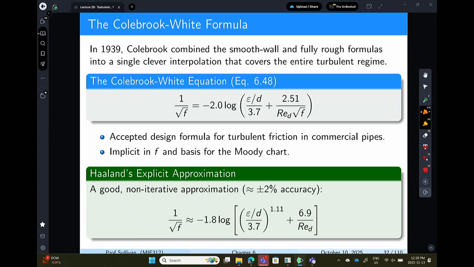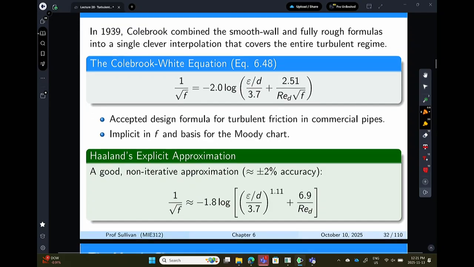I'm also going to be using Haaland's explicit expression for a good part of this, and then at the very end, another one which I came across just recently and kind of like, and has some interesting results. I'll also show some problems with the second one. But Haaland has an explicit approximation, and it's 1 over square root f equals minus 1.8 log of (epsilon over d over 3.7) to the power 1.11 plus 6.9 over Reynolds number based on diameter. And it has a plus or minus 2% accuracy. Now, the problem, well, I'll talk about the problem.